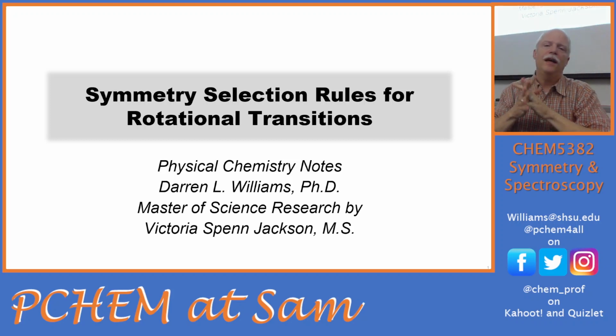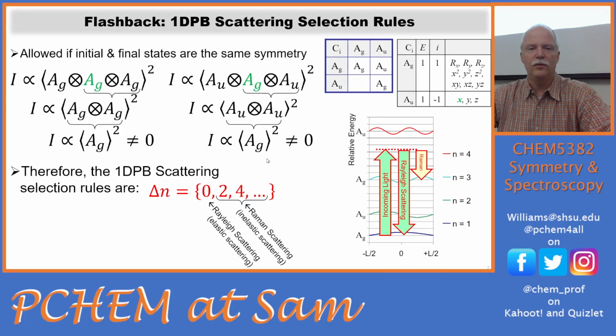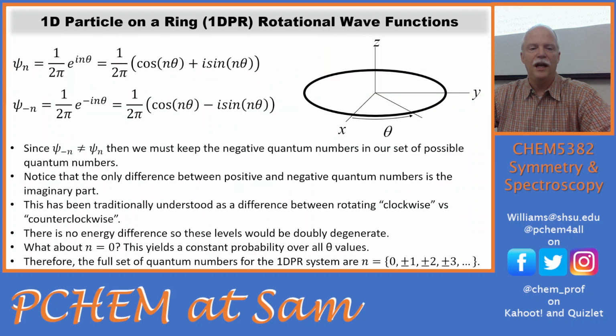Last time we looked at the symmetry of those rotational wave functions. And so today we'll look at the combinations for the transition dipole moment to solve for the symmetry selection rules. So you remember this, we did for the 1D particle in a box, we solved for those selection rules using symmetry.